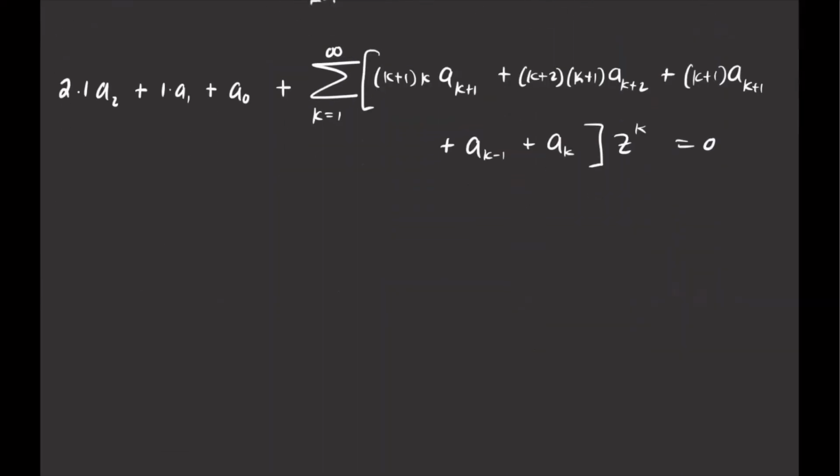All right, so now we're going to equate the coefficients. The left-hand side, we want these terms to be 0. And then we also want the coefficient of z to the k, which is all of this, to be 0, so we can find our recursion formula.